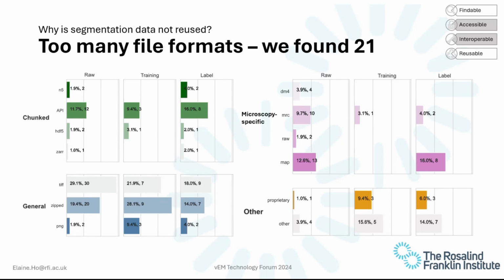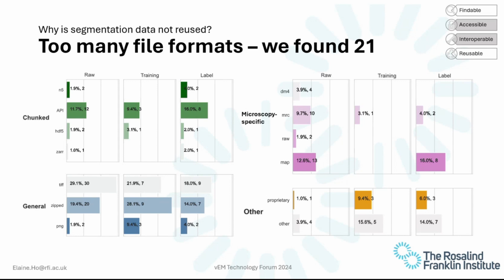So if you're ever going to upload a zipped file, please say in the metadata what format you're going to use, because it's quite frustrating to download 100 gigabytes of a zipped file and then find out that you don't have a subscription to the software that's needed to open said zipped file.